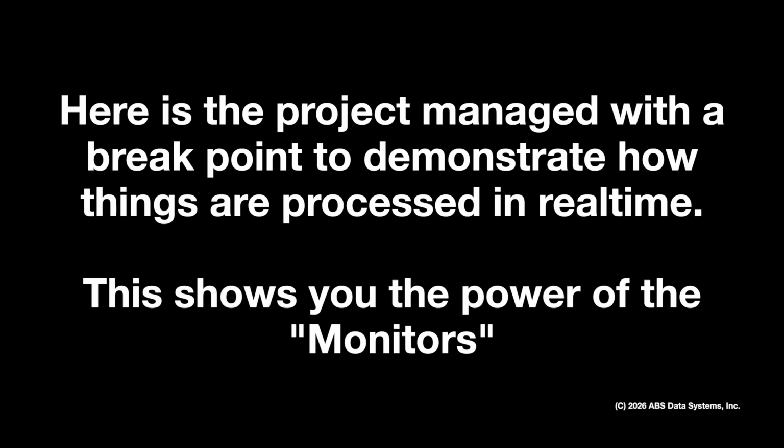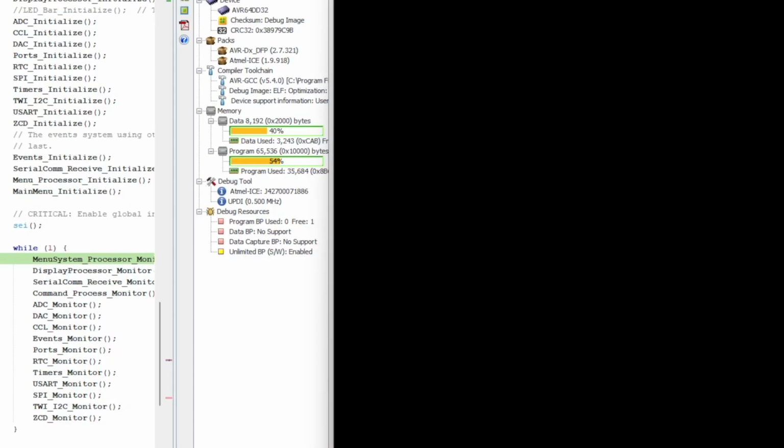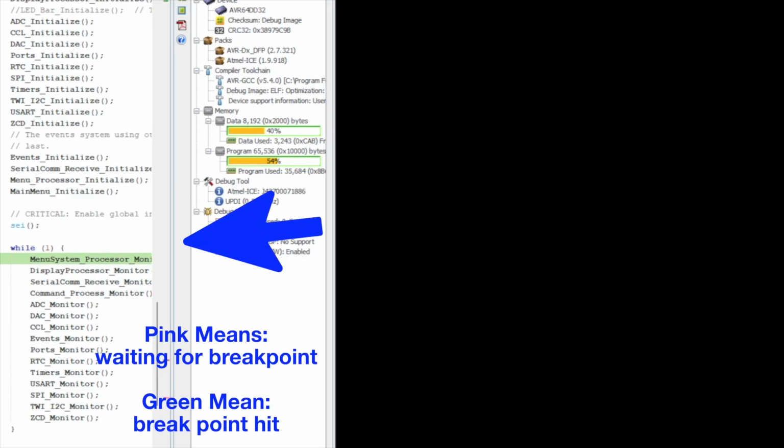What I want to demonstrate is how the real-time processing of this particular application works, so you can see how the screen actually builds in slow motion. What I'm going to do is set a breakpoint at the top of the main monitoring system. And what we're going to do is run the application to that breakpoint and continue running to that breakpoint over and over again as you see the screen build. What you're going to see is the menu system processing monitor is going to be highlighted in pink. When it's in pink, that means the CPU is running. And when it turns green, that means we've hit the breakpoint and we could do additional debugging if we so desired.